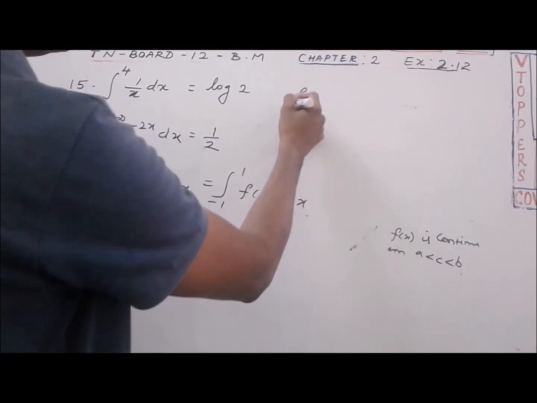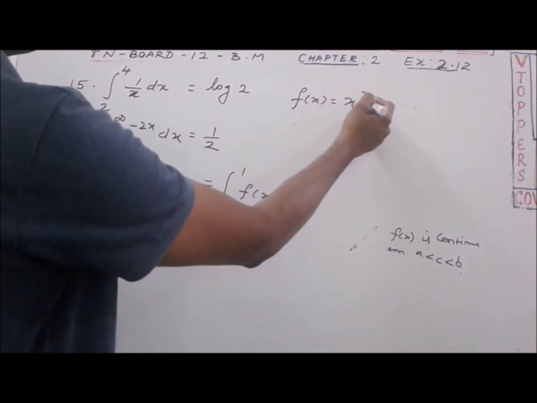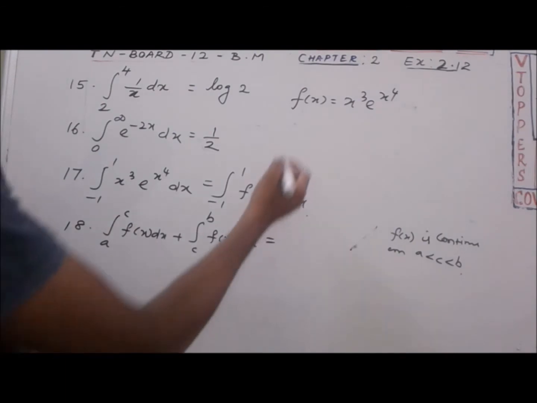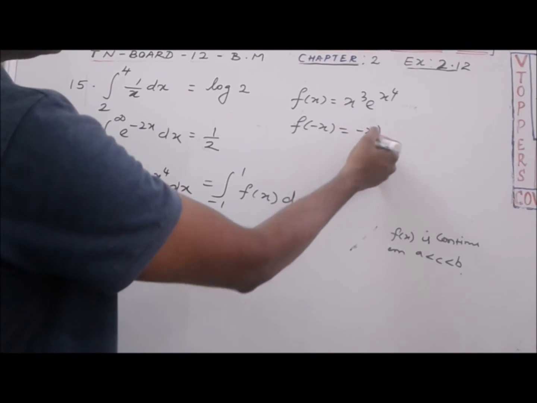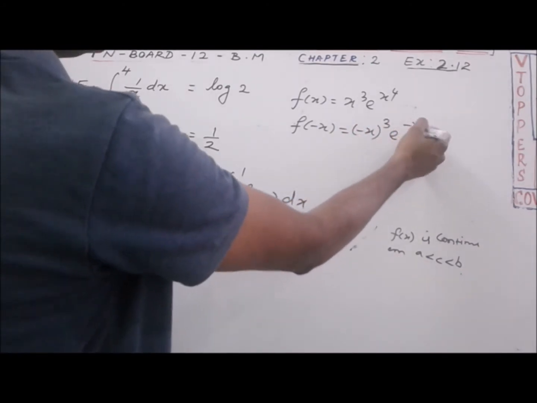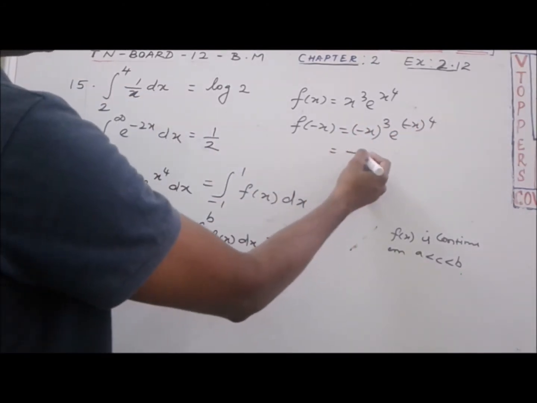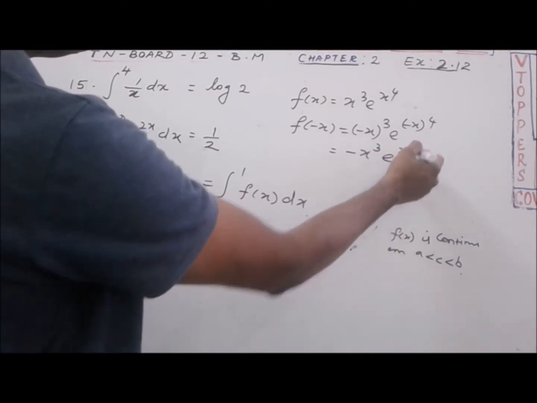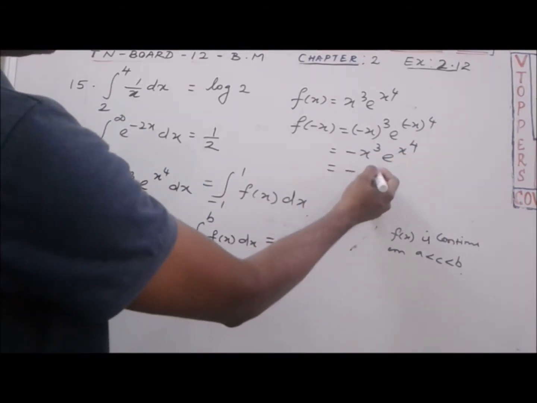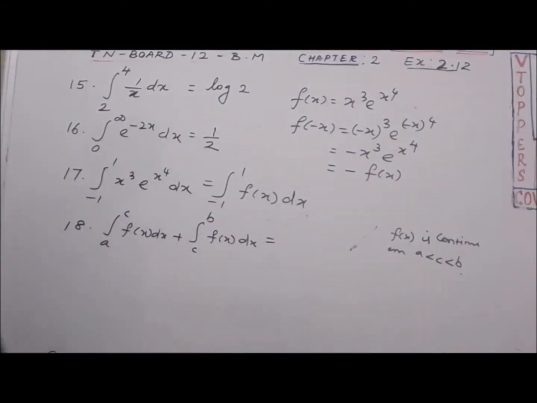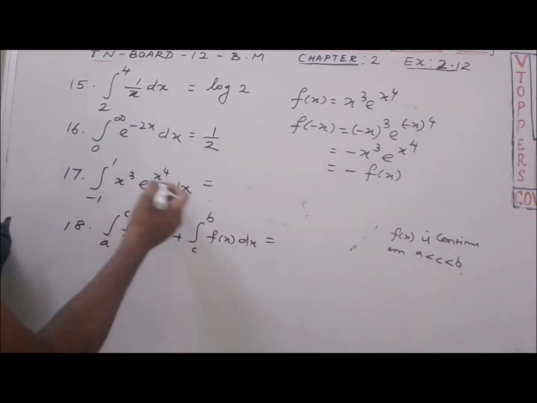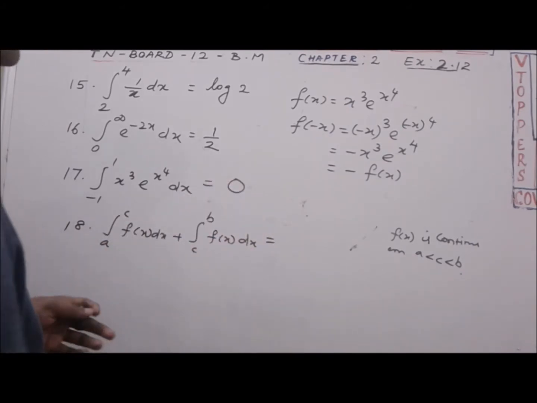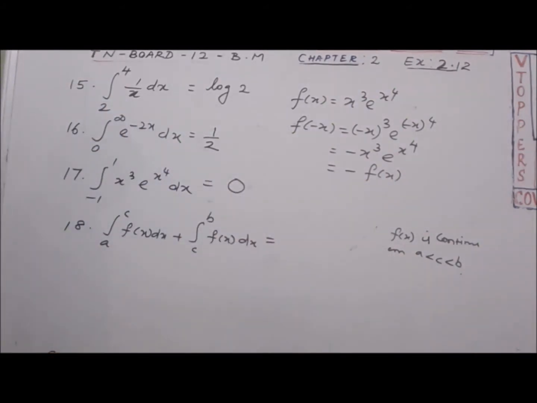So f of x is equal to x cube e power x power 4 is given. Replace x with minus x. Then f of minus x is equal to minus x whole cube e to the power minus x power 4. Here, minus x cube e power x power 4 again. That is equal to minus of f of x. So the given function f of x is an odd function. So directly we can write the answer: integral minus 1 to plus 1 x cube e power x power 4 dx is equal to 0.